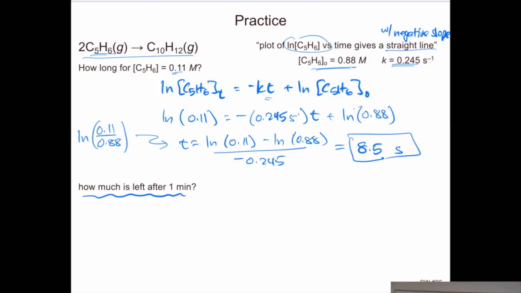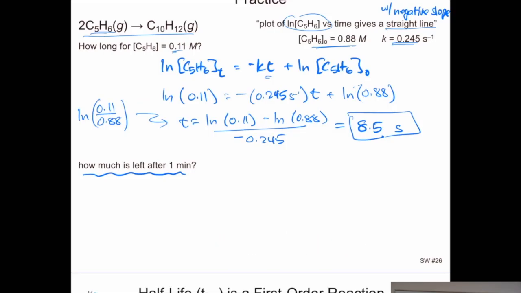You know how much you're starting with. You know what K is. And now you know what T is. And you want to calculate how much is left at time T. Someone else got it. All right. Or whatever that is, right? Let's just set all this up.